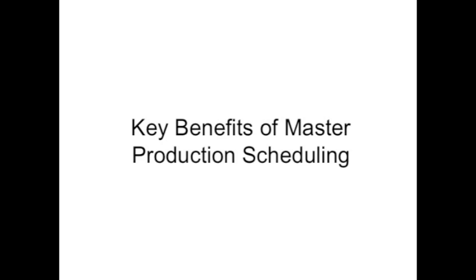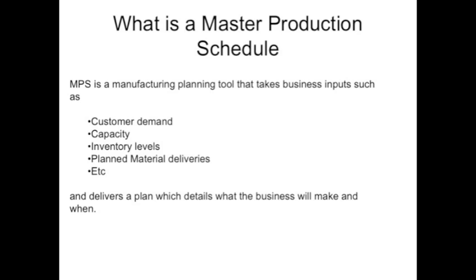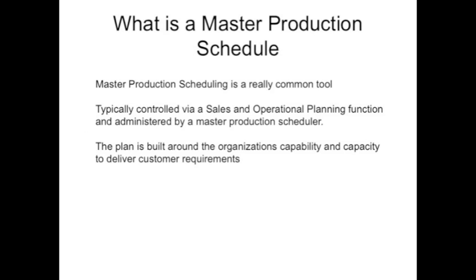Master Production Scheduling, or MPS as it's often referred to, is a manufacturing planning tool that is used to capture a number of variables from different elements of the organization. For example, customer demand, capacity, inventory levels and material flows, and then describe which parts the organization will manufacture and at what frequency. MPS is a fairly standard tool within manufacturing companies, and it's usually administered through an operations planning function and controlled by a team headed by a master production scheduler.